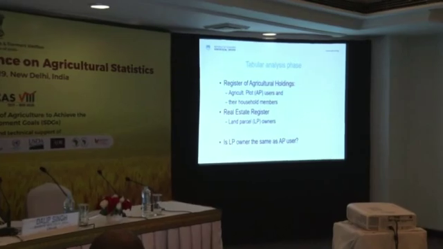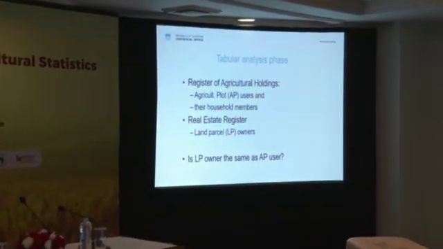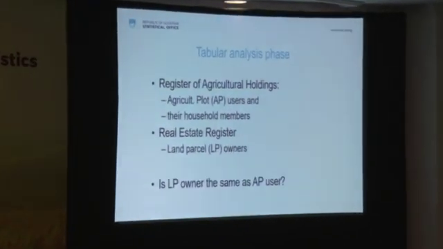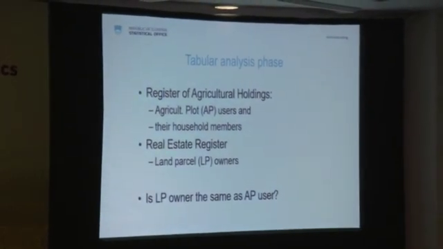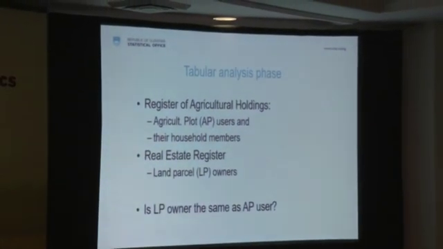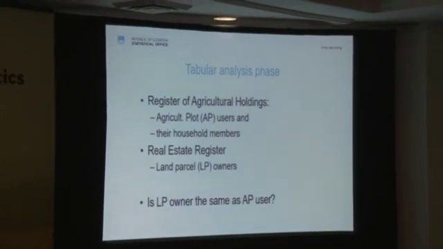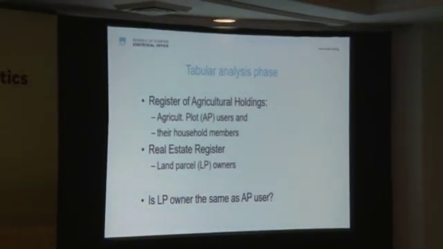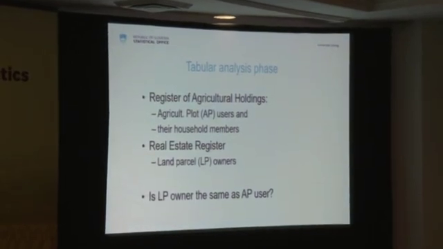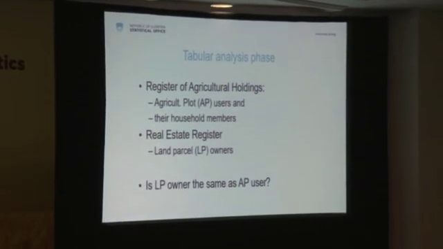In the tabular analysis phase, we joined two other registers, one of which is the register of agricultural holdings, where we got the information on the agricultural plot user. We connected that by an identifier that was contained in the LPIS georeference frame, as well as their household members. We'll get to why that was important in a minute. The other tabular register was the real estate register, where we got the land parcel owners.